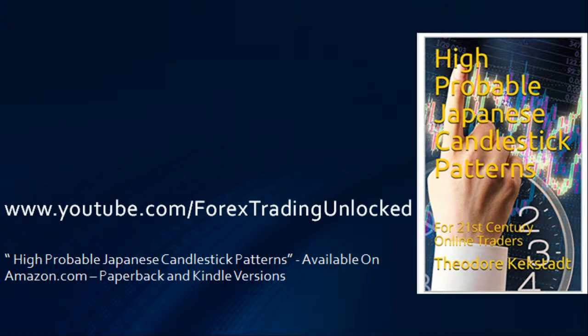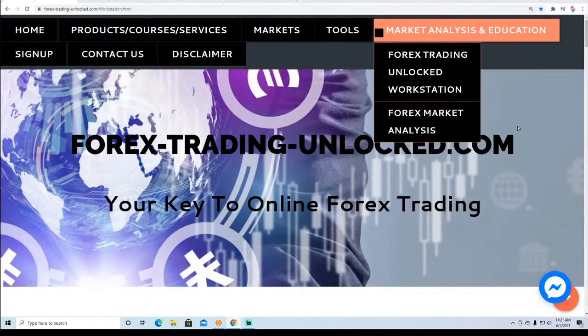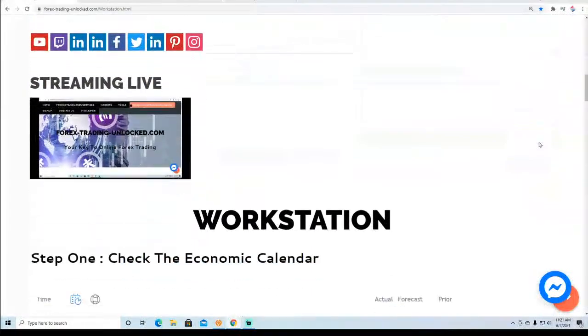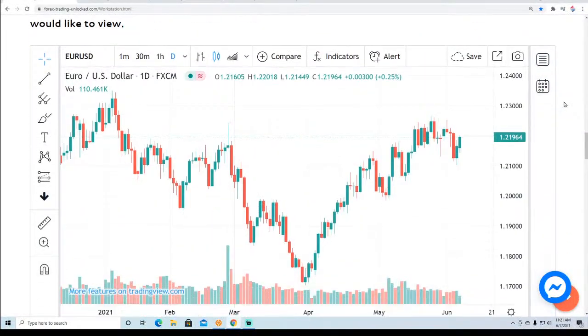Alright, so now let's get to our live action screen right here. We have the forex-trading-unlocked.com website pulled up already, and we already have the workstation page also pulled up from our navigation bar right here. We're going to skip past the numbers and we're going to go straight down to our chart.